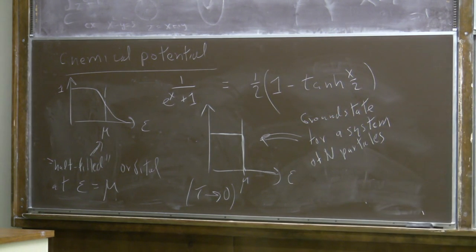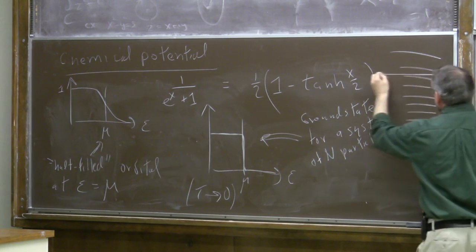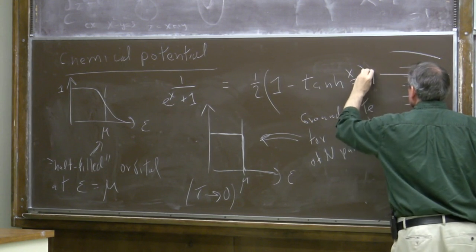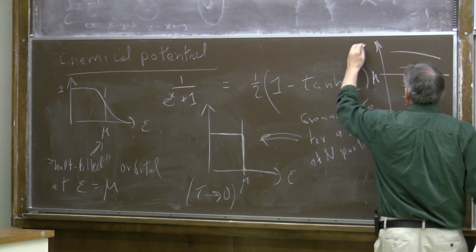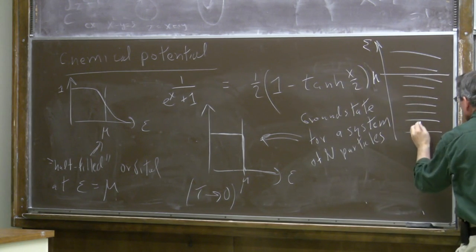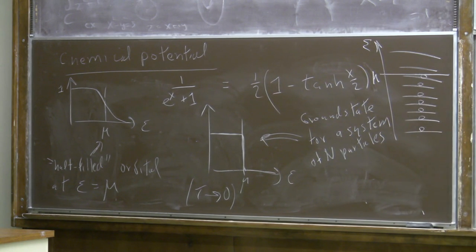Well, what is n, the number of particles? So we got a bunch of orbitals, and then the chemical potential is here, say. For the Fermi-Dirac distribution, as the temperature goes to 0, if this is energy going up, all of the orbitals with energy below the chemical potential are singly occupied with probability 1, and all the ones with energy above the chemical potential are empty. That's the lowest energy state with that specified number of particles.